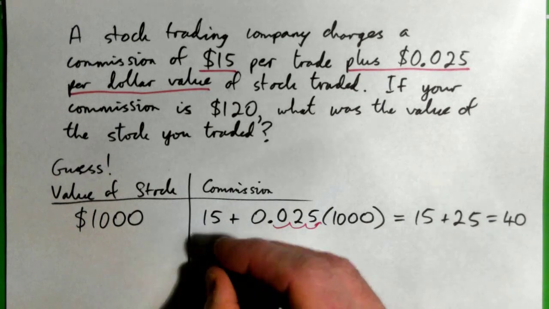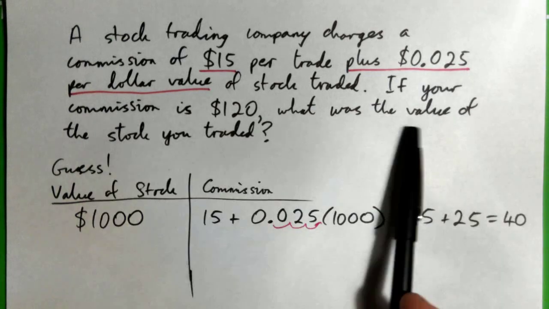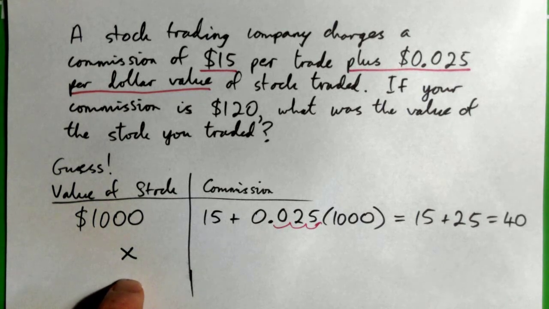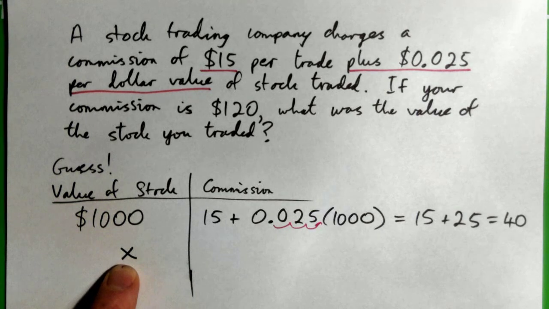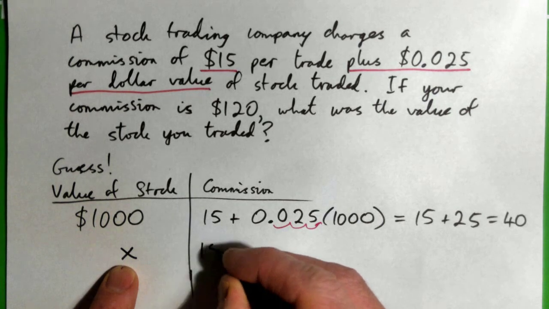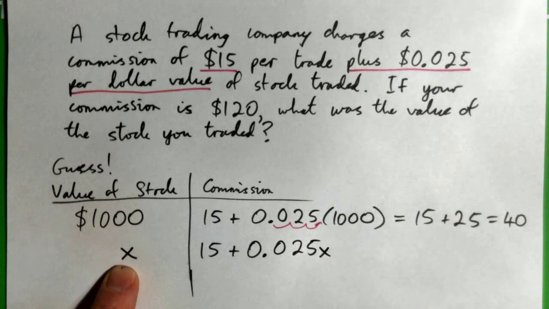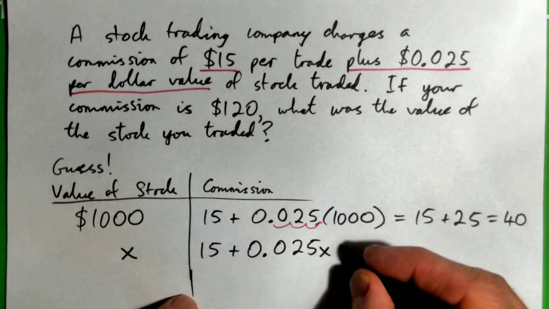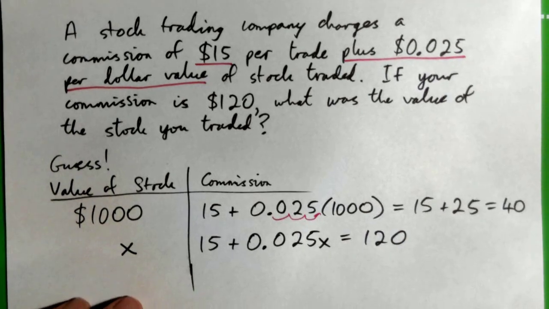Now what they're saying is the commission was 120. So what was the value of the stock? The value of the stock is unknown. We'll call that X. So how much would it be to trade an X value of stock? Yeah, exactly: 15 plus 0.025 times X. That calculates the commission, and the commission should be 120. And look what we have: an equation. We can solve that now.